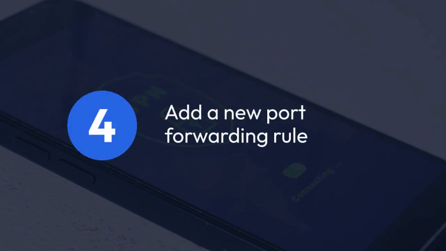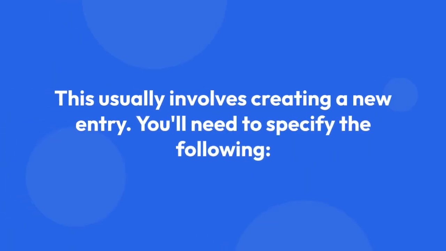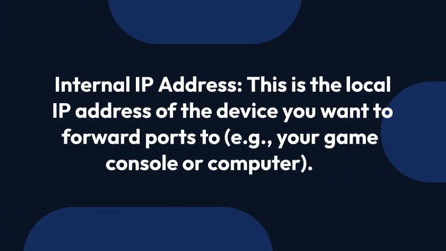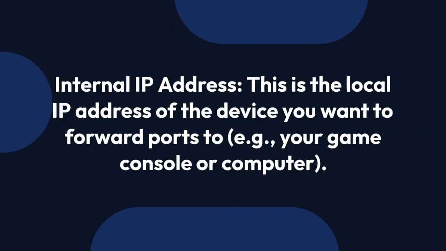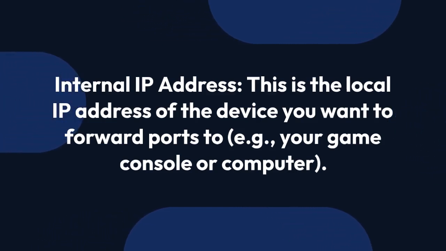4. Add a new port forwarding rule. This usually involves creating a new entry. You'll need to specify the following: internal IP address. This is the local IP address of the device you want to forward ports to, for example, your game console or computer. You can find this on your device's network settings.